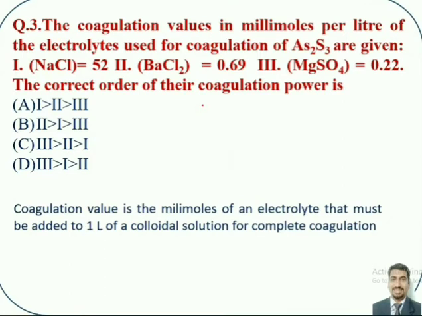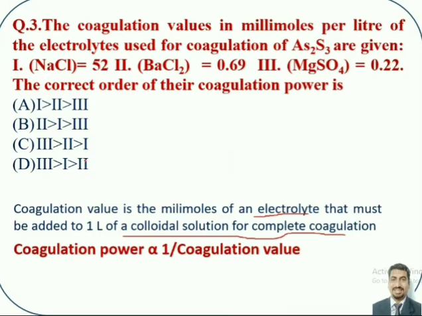So what is the answer? We should know what coagulation value is first. Coagulation value is the millimoles of an electrolyte that must be added to 1 liter of colloidal solution for complete coagulation. You remember. So coagulation power is inversely proportional to coagulation value.